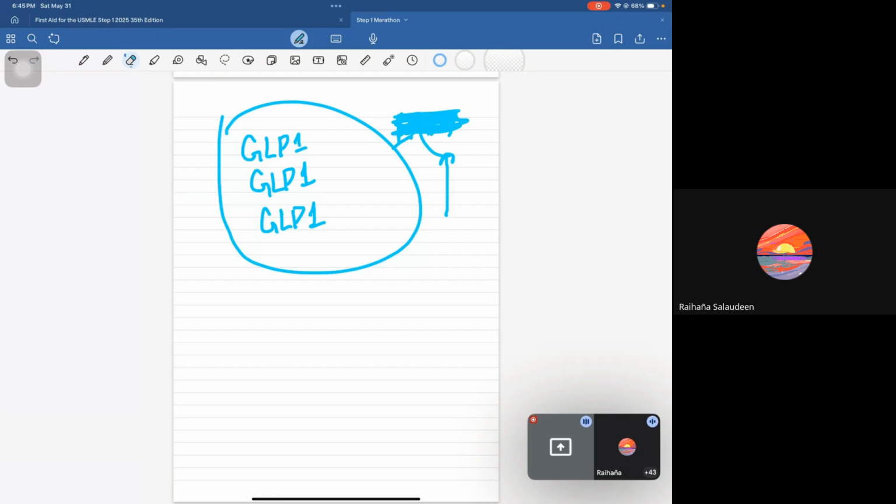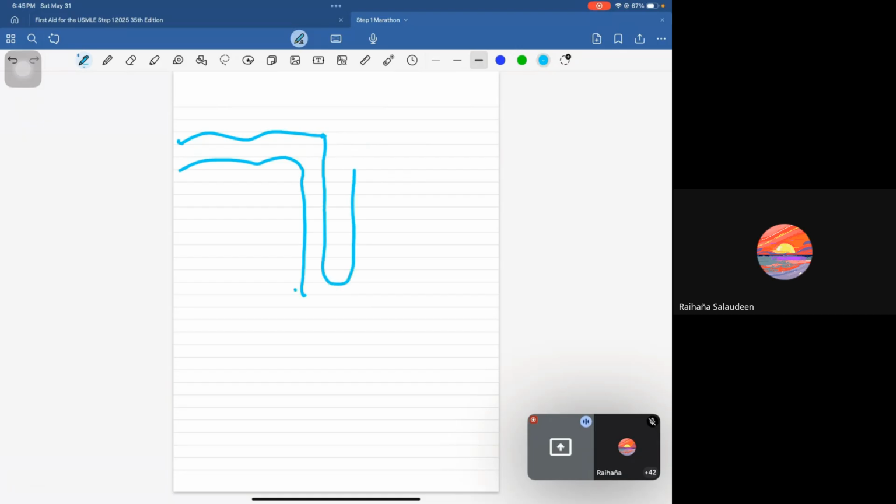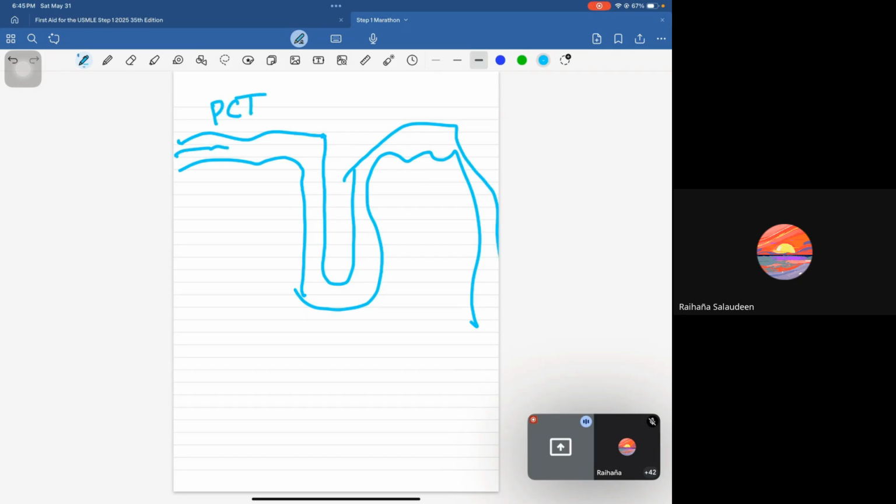Now we have the SGLT2 inhibitors, right? So what are the SGLT2 inhibitors? The SGLT2 inhibitors are drugs. So if this is the nephron, we have this drug here, right? This is the nephron like this. This is the proximal convoluted tubule, right? And a lot of glucose is going to go into the proximal convoluted tubule, right?